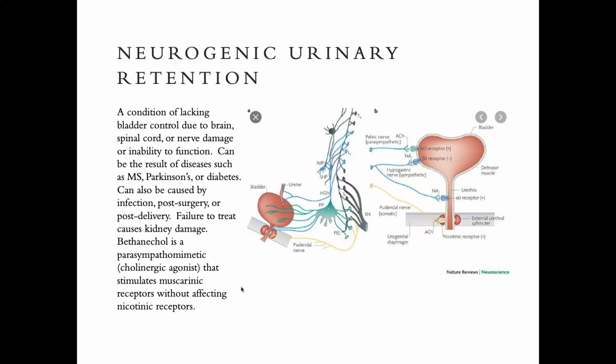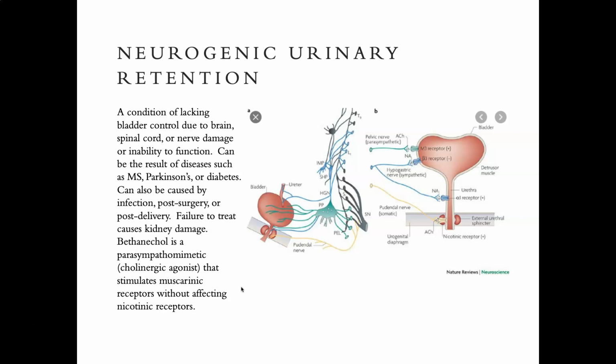Failure to treat neurogenic urinary retention can cause kidney damage. Most of these patients are definitely catheterized, but they also require medication. And that's where bethanechol comes in. It's a parasympathomimetic, so it's mimicking, or imitating, shall we say, acetylcholine on the parasympathetic system. It's going to stimulate muscarinic receptors without affecting nicotinic receptors.